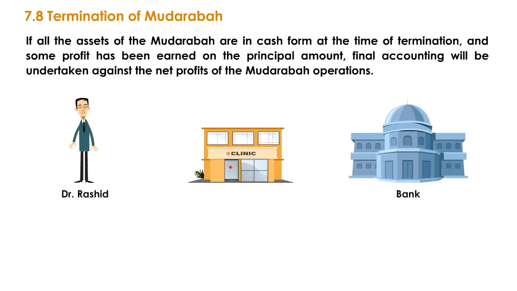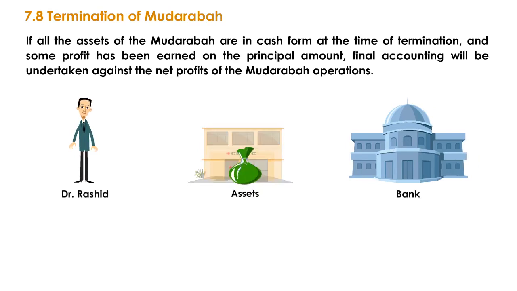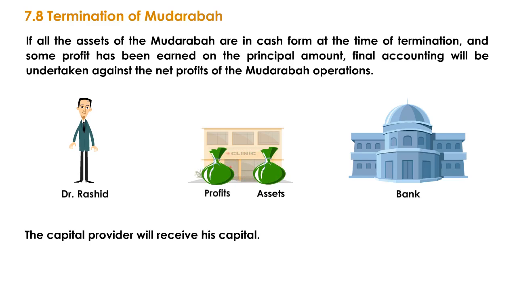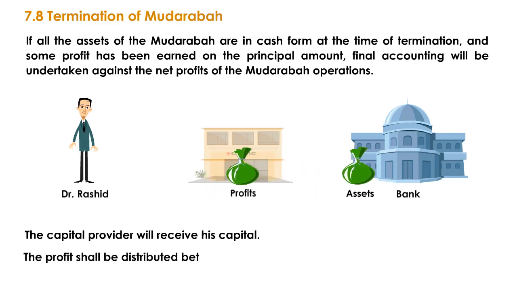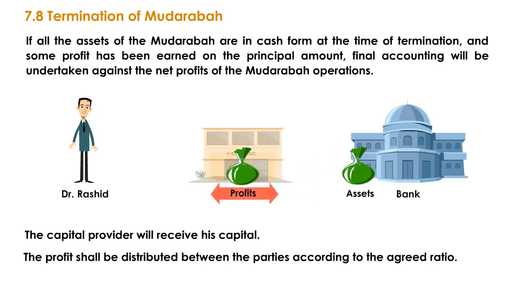If all the assets of the Mudaraba are in cash form at the time of termination and some profit has been earned on the principal amount, final accounting will be undertaken against the net profits of the Mudaraba operations. The capital provider will receive his capital. The profit shall be distributed between the parties according to the agreed ratio.